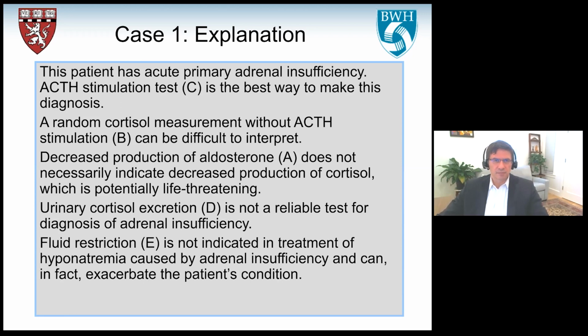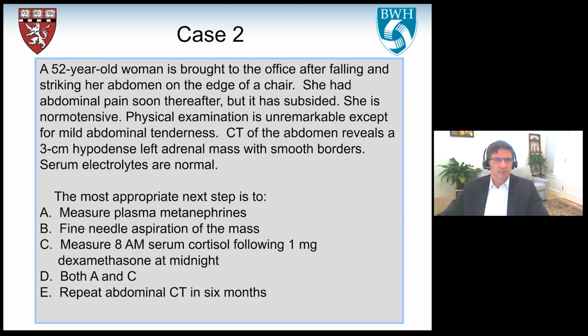So case two, a 52-year-old woman is brought to the office after falling and striking her abdomen on the edge of a chair. She has abdominal pain soon thereafter, but it has subsided. She is normotensive. Physical examination is unremarkable except for mild abdominal tenderness. CT of the abdomen reveals a 3 centimeter hypodense left adrenal mass with smooth borders.